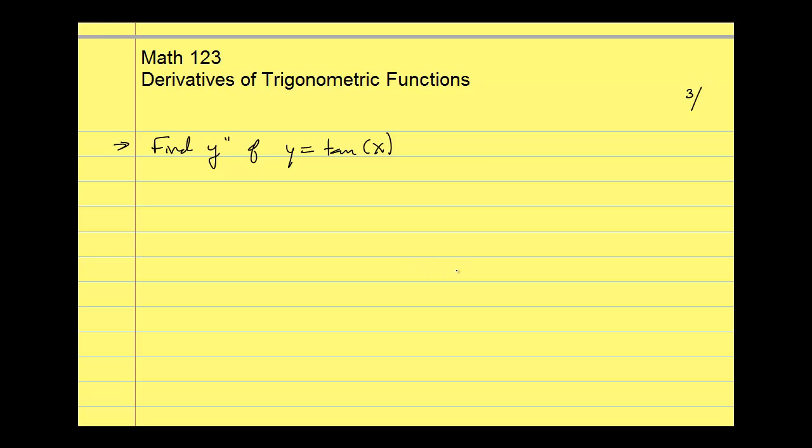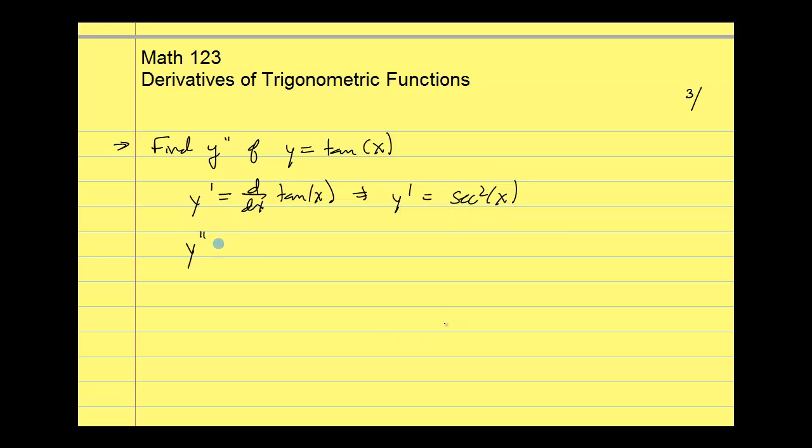Now y equal tangent of x would be similar to your position function, and I'm going to the second derivative, which would be the derivative of position is velocity, the derivative of velocity is acceleration. Acceleration is the second derivative of position. So what I have here is basically find the acceleration function of the position function y equal tangent of x. Well, to find the second derivative, you have to find the first derivative. So y prime is equal to the derivative with respect to x of tangent of x. Okay, so the derivative of tangent is secant squared of x.